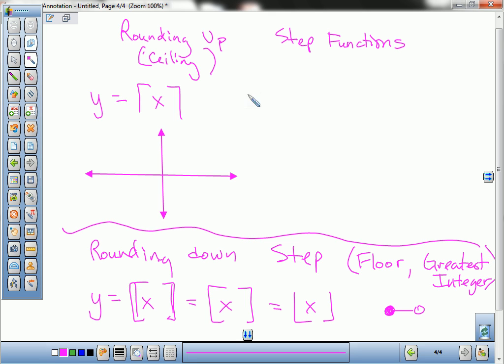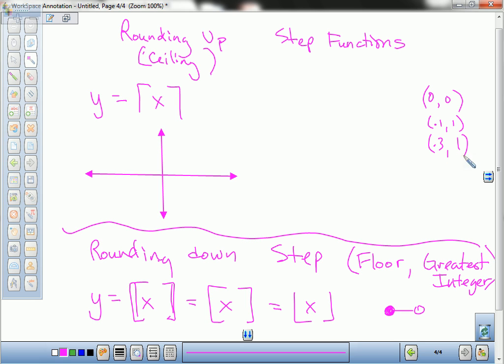All right, so rounding up, if we do the same thing we did yesterday, 0 is 0 because it's an integer. But if I go 0.1, it's going to go up to 1. If I did 0.3, it's going to go up to 1. So this is like we talked about yesterday. 0.6 goes up to 1. 0.9 would go up to 1. So with rounding up, everything goes up.